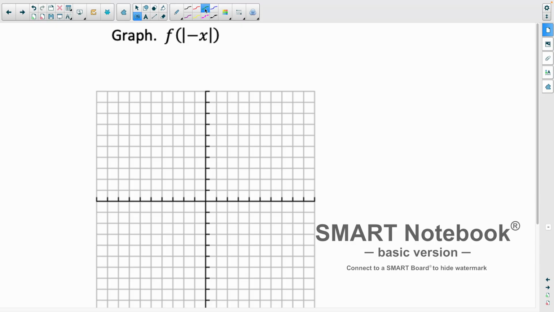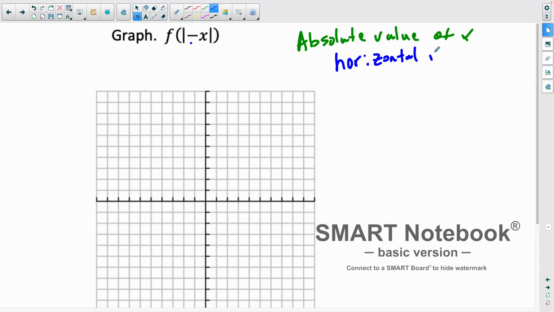All right. What transformations do you see on this one? Okay, we're going to do absolute value of x. What's the negative going to do? Okay. What transformation is that? It's a horizontal reflection. Okay? So that negative in there is a horizontal reflection. Okay?